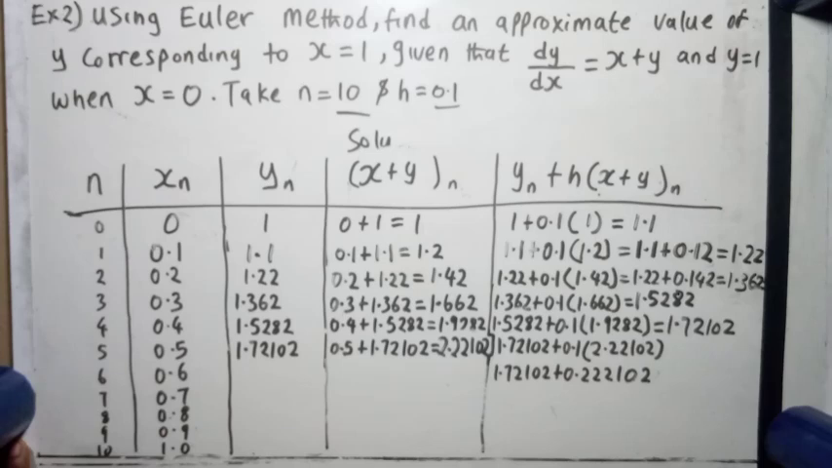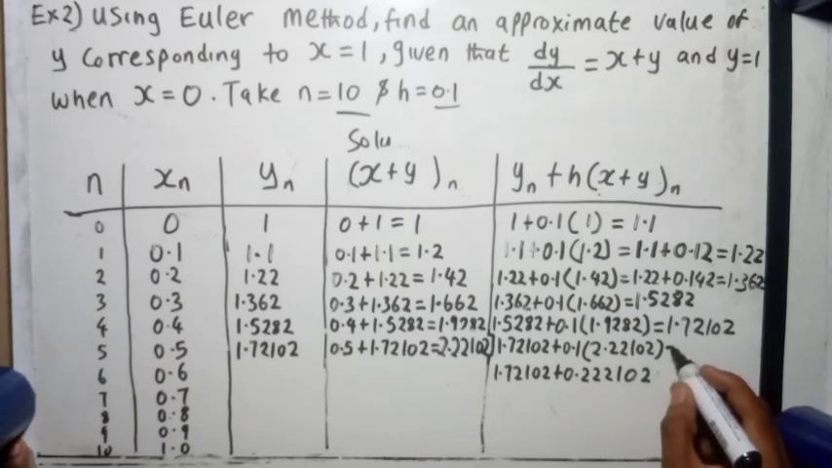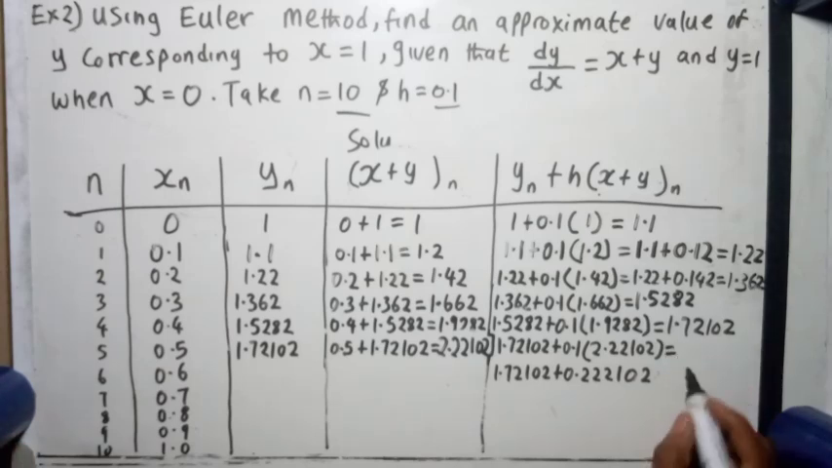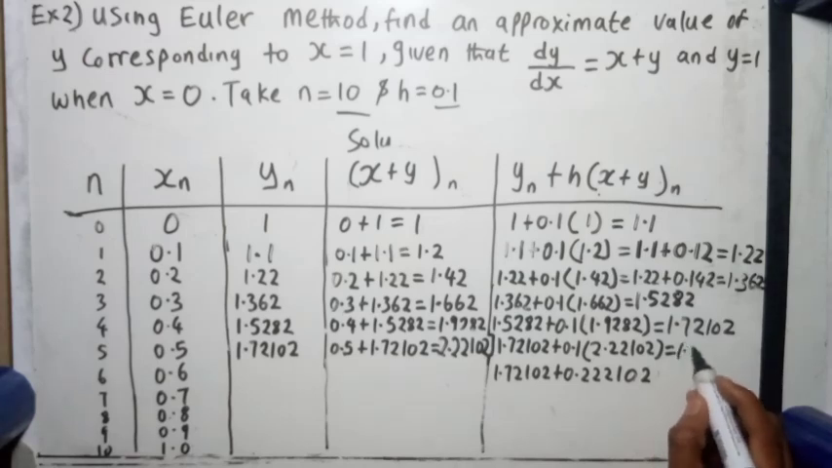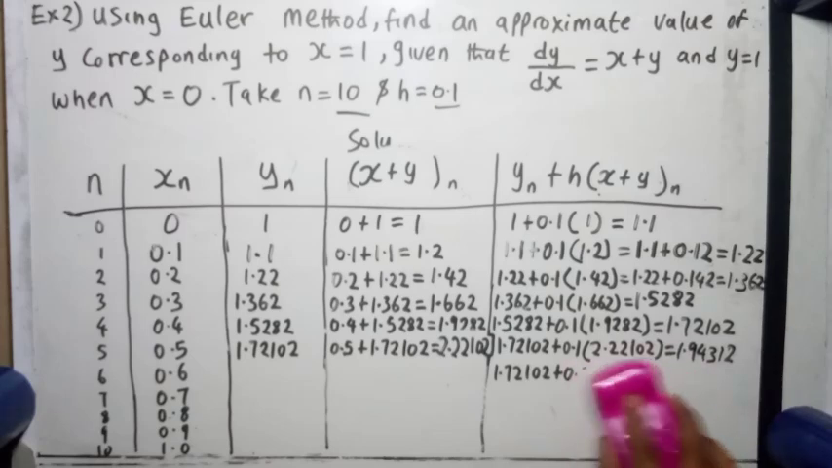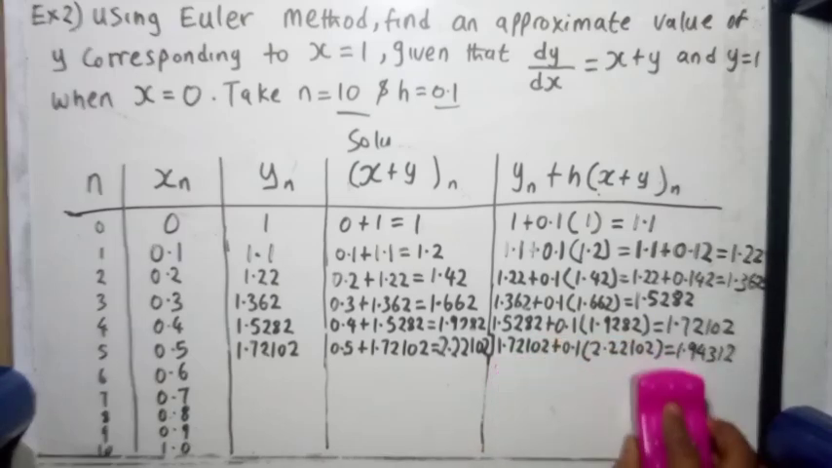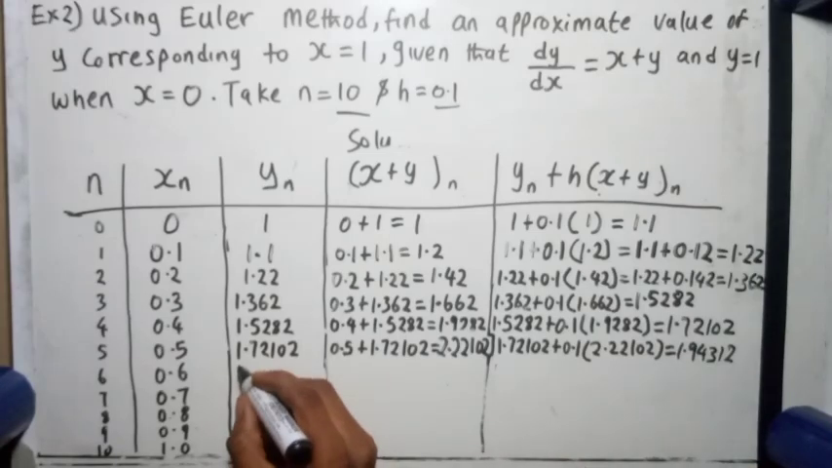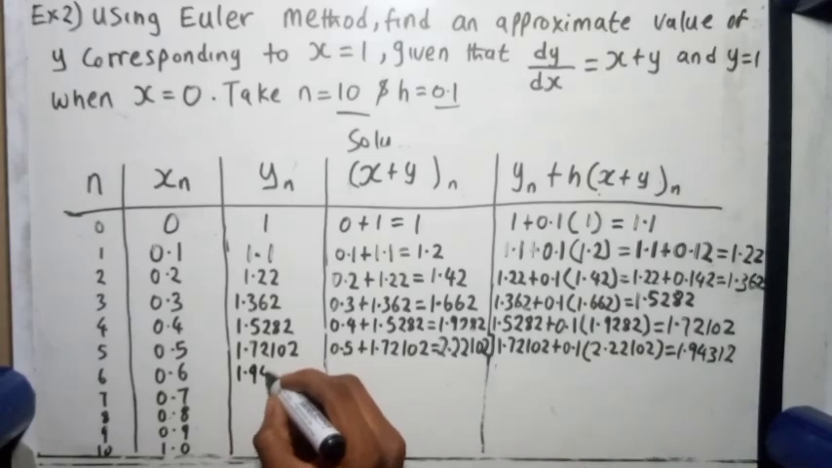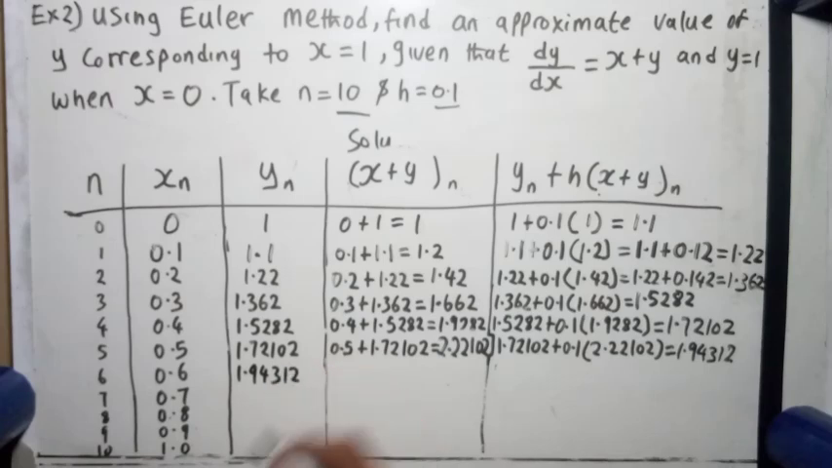we'll be having our answer to be, well, I said 5 decimal places, but not very so, so I'm approximating. This is 1.94312. This value now we're going to transfer to the next one. You're almost done. So this is 1.94312.